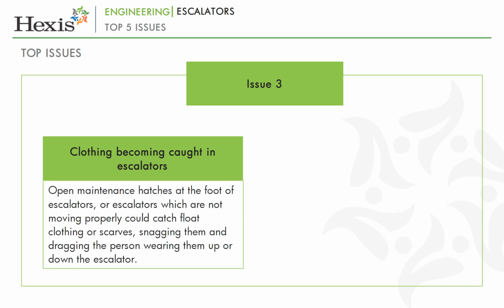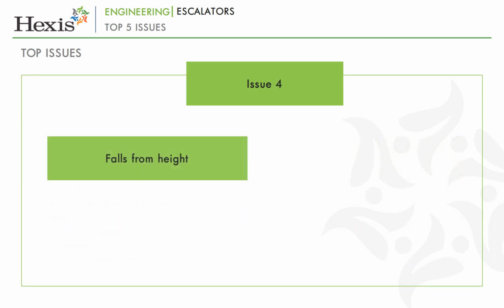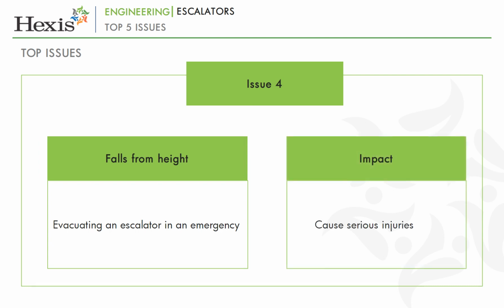Open maintenance hatches at the foot of escalators or escalators which are not moving properly could catch loose clothing or scarves, snagging them and dragging the person wearing them up or down the escalator, leading to serious injuries. Falls from height. If you need to evacuate an escalator in an emergency, you could be injured if you fall from height. There have been many cases where escalator maintenance hatches have been left open and people have fallen down them.